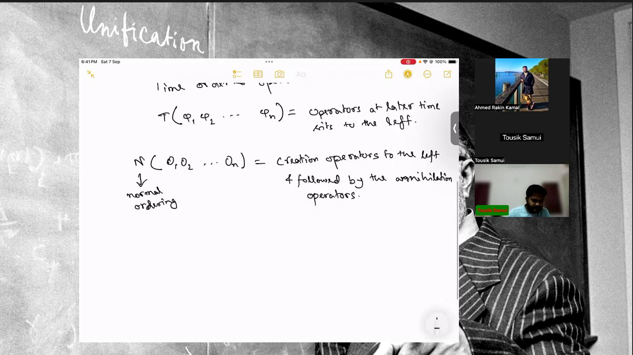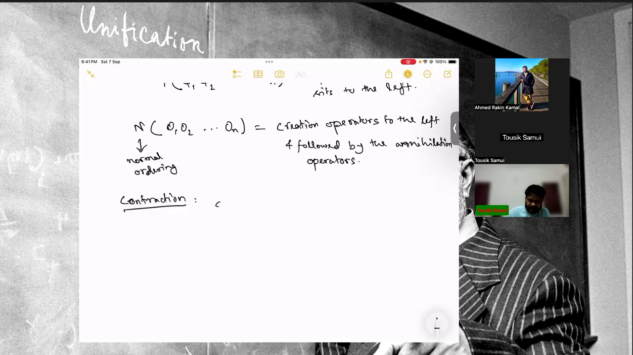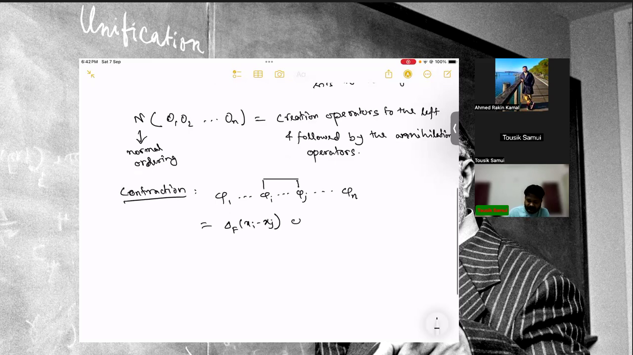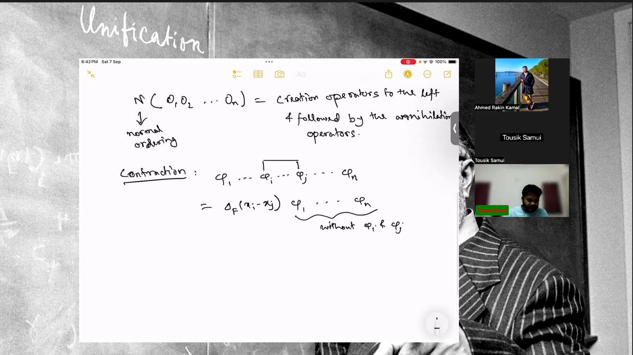Then we also defined contraction as follows: if we have a few fields phi 1 and then phi i and phi j and then phi n, then contraction between i and j means that we just remove phi i and phi j and put a Feynman propagator, and then we write the whole thing again, but this time without phi i and phi j. So contraction always happens with a pair of operators.